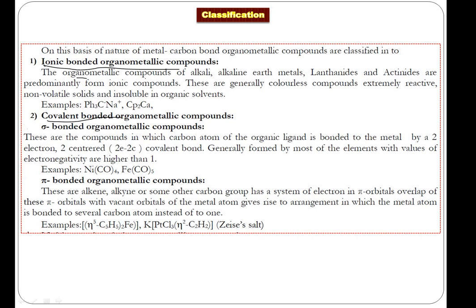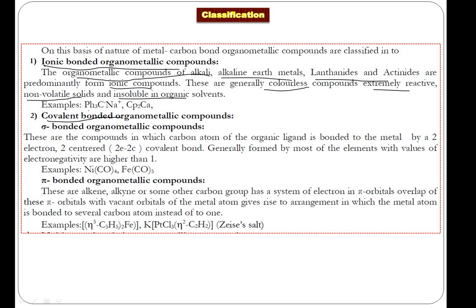Ionic bonded: the organometallic compounds of alkali metals, alkaline earth metals, lanthanides and actinides are predominantly ionic compounds. In these cases the bond between the carbon, the organic part, and the metal is predominantly ionic in character. Okay? These compounds are usually colorless. They are extremely reactive. They are non-volatile solids and they are insoluble in organic solvents.